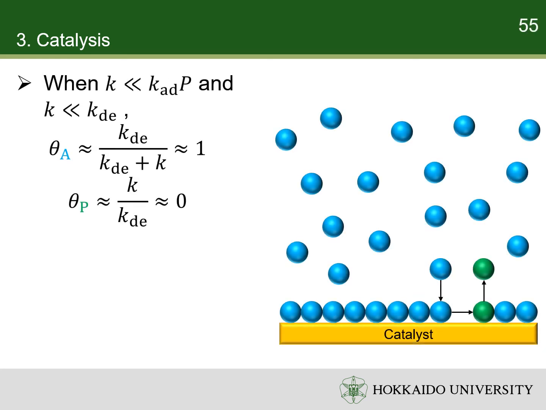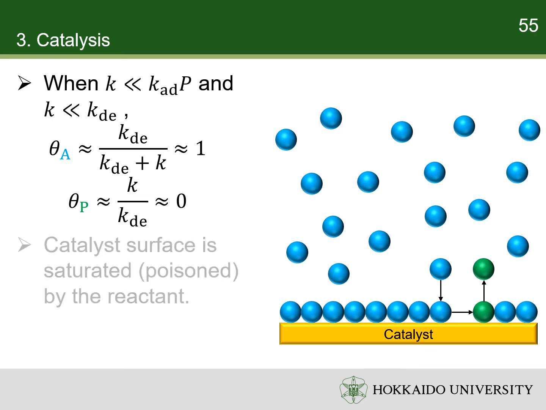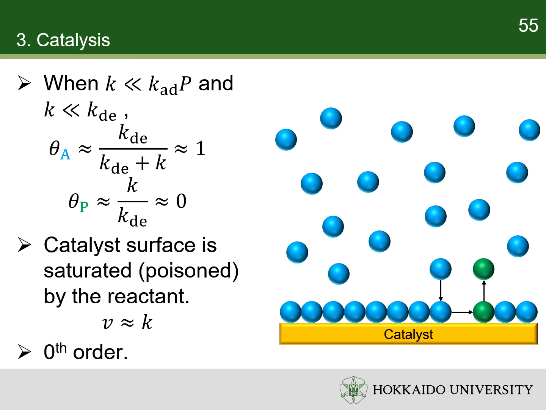When the rate of conversion is very slow, the catalyst is saturated by the reactant. This phenomenon is called the poisoning by reactant. The rate of reaction is limited by the rate constant of conversion and is independent of the partial pressure of the reactant. The overall reaction behaves like a zeroth-order reaction, such as the decomposition of ammonia on tungsten. It is because the formation of the triple bond of nitrogen is very difficult.